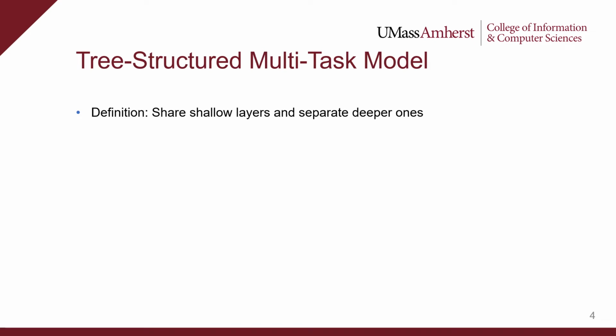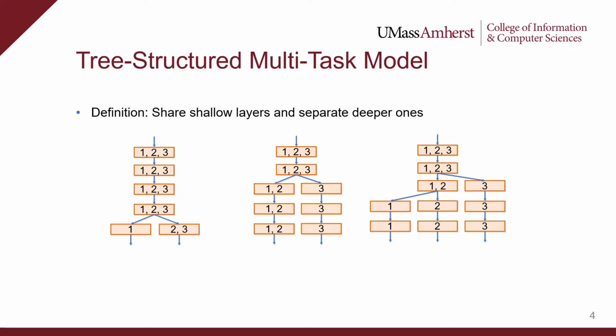A tree-structured multitask model usually shares shallow layers like tree roots and separates deeper ones gradually like tree branches. This figure shows three possible architectures for a set of three tasks and a backbone model with 5 layers. Here, the key challenge of identifying the best architecture is to decide where to branch out for each task.